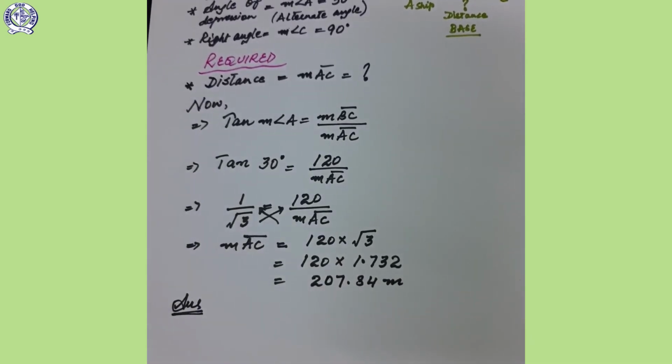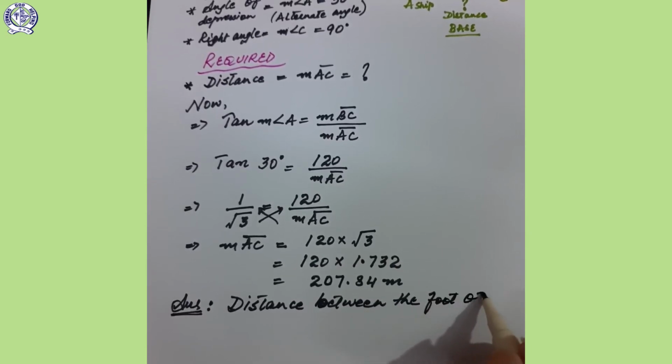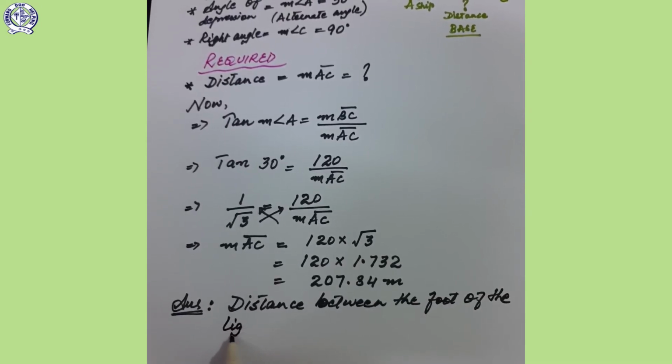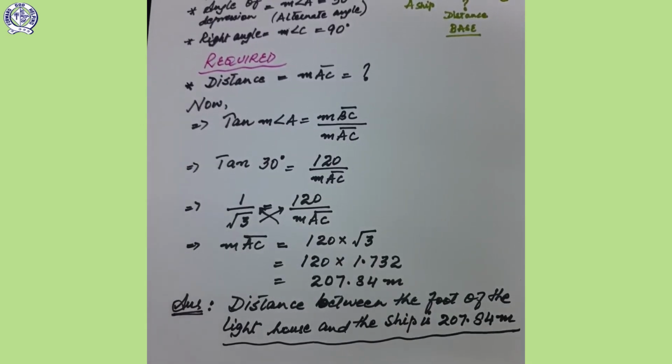So what do you have to find? You have to find the distance between the foot of the lighthouse and the ship. So you have to write the same thing, whatever is in the question. Distance between the foot of the lighthouse and the ship is 207.84 meters, unit with the unit. So this is the answer. In these word problems, in the answer you will write the statement. Remember this, how to solve it.